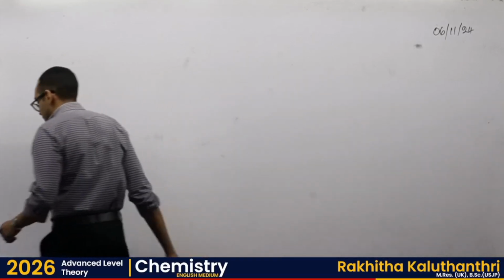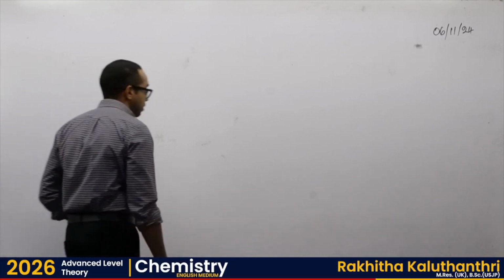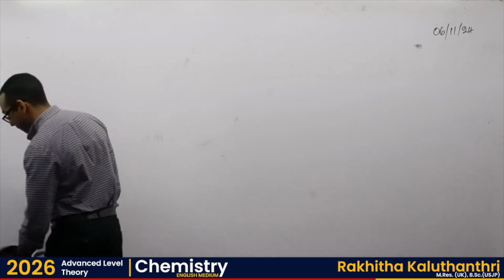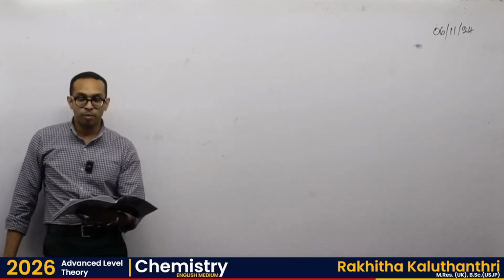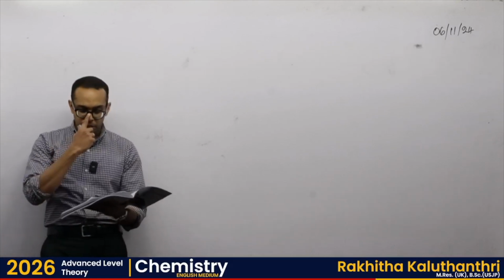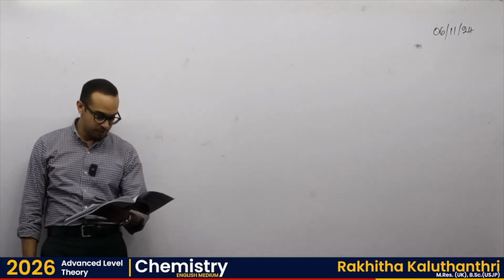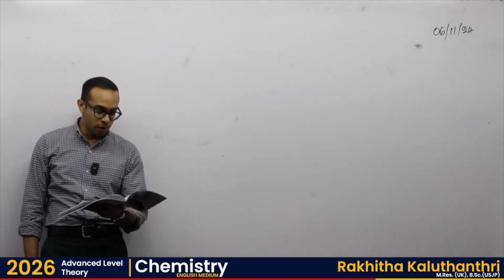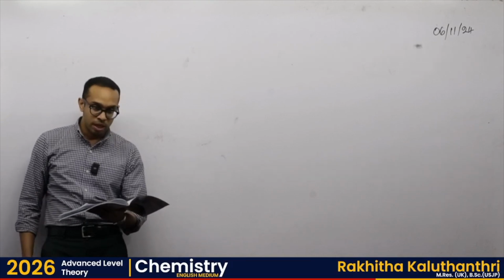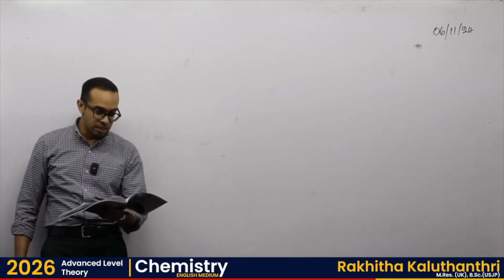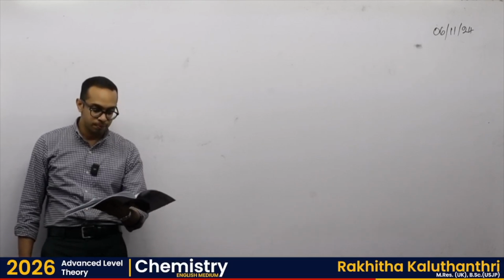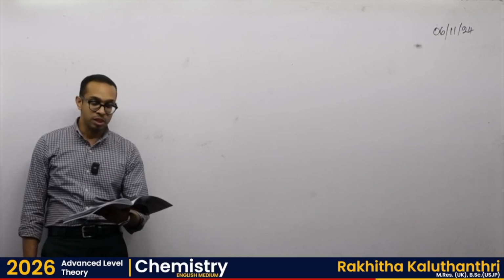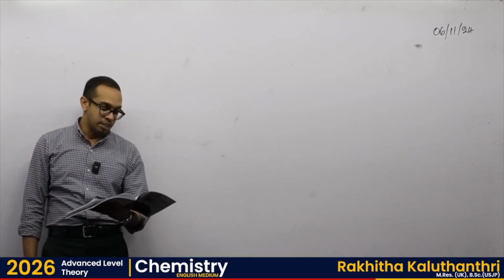Alternative method for finding oxidation numbers. You can write the same sentence down there, because otherwise when you're studying it will be problematic. You can write, in a neutral molecule, the sum of the oxidation numbers of all atoms must be 0.